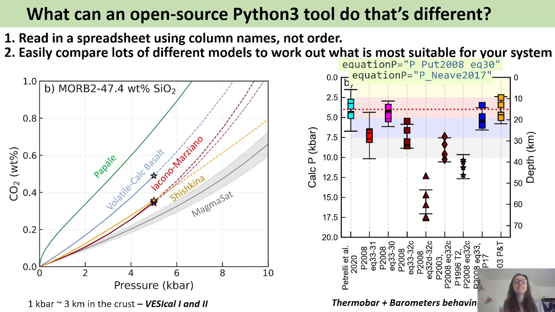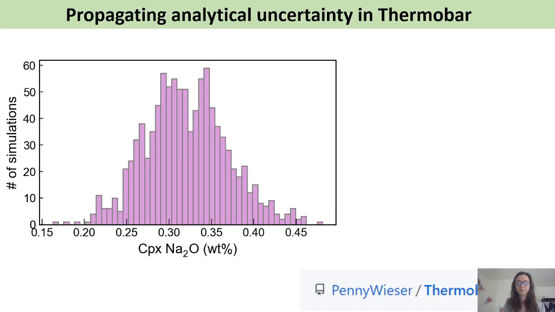And if you wanted to change it and use, say, the Neve barometer, you just enter a different, what we call string, this basically set of letters. And that is very much easier to flip between models than changing spreadsheet or changing code.